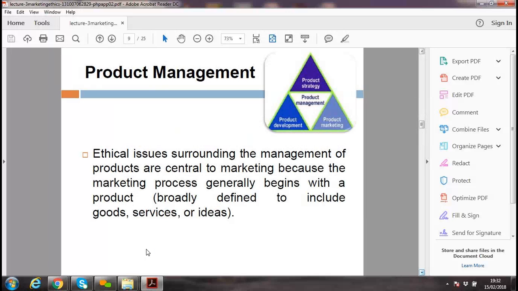Product management, ethical issues surrounding the management of the product, the center of marketing, because the marketing process generally begins with products and broadly defines goods and services or ideas. A product could be tangible, a product could be intangible, like a service. Some service companies have a product; they are offering and selling services.